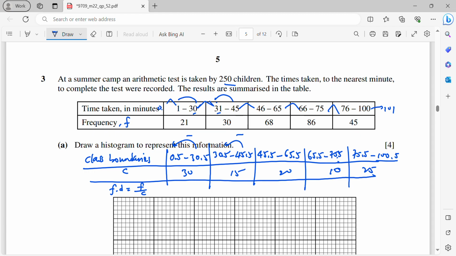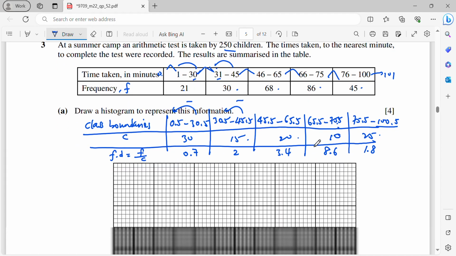This is our frequency. So now 21 divided by 30, you will get 0.7. Then 30 over 15 is 2. 68 divided by 20, you get 3.4. 86 divided by 10, it will be 8.6. 45 divided by 25, it will be 1.8.